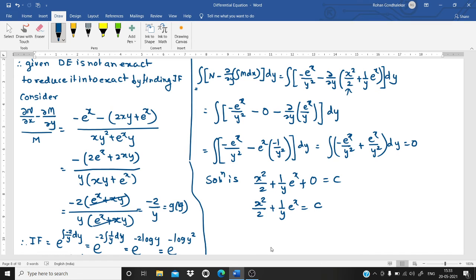Is it? So this is a sequence for following the correct rule while reducing a differential equation into exact. Okay, so I will go with one more example from the university question paper which was asked many times in the exam.